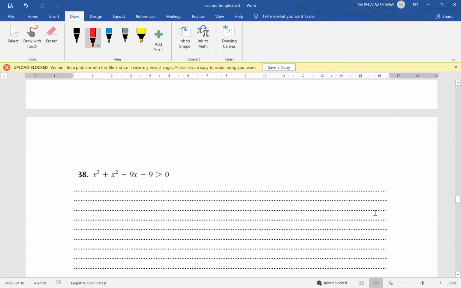Minus 9 minus 9 greater than 0. Again, the first step is to find the critical values of the inequality: x to the power 3 plus x to the power 2 minus 9x minus 9 equal to 0. All I need is to find the zeros of this polynomial. And this can be done by grouping, because I have 4 terms.